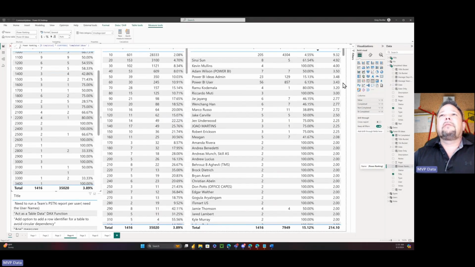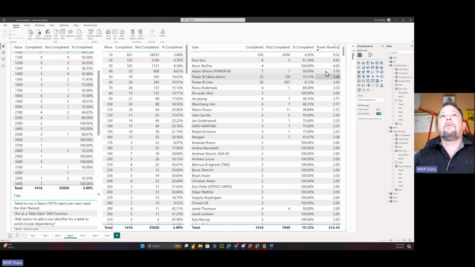So when you do this, then it becomes, I think, a little more interesting. For example, this individual has had 8 completed ideas, 5 ideas that haven't been completed, but they have a 61% basically win rate. So they have the highest individual power ranking at 4.92.